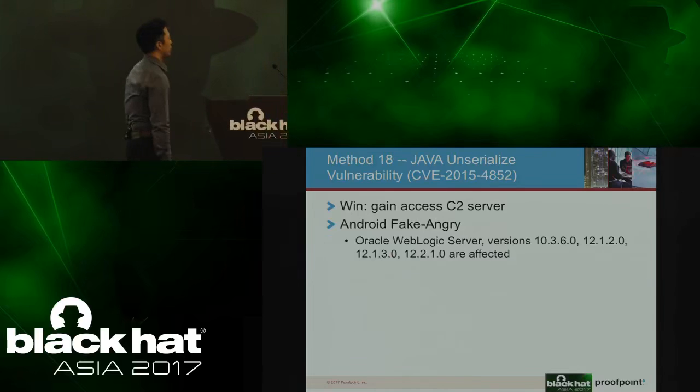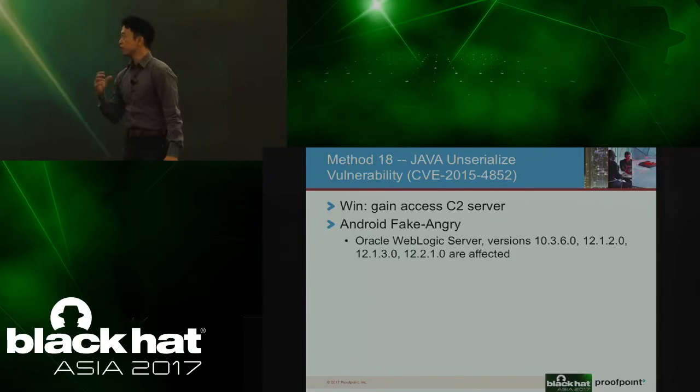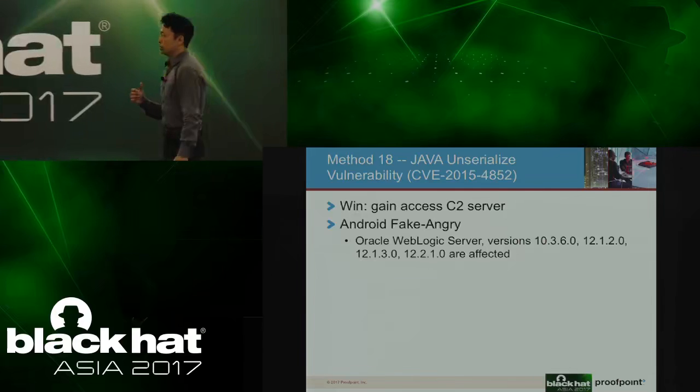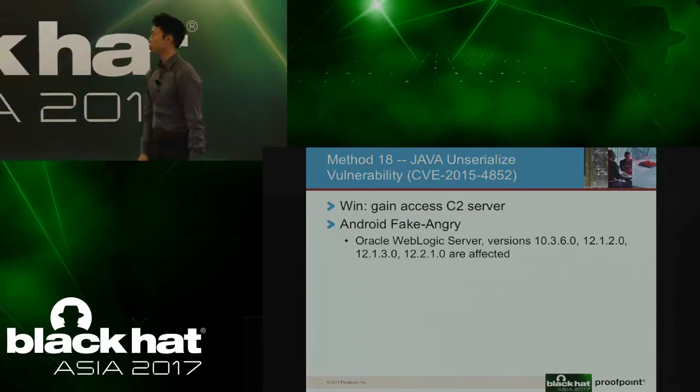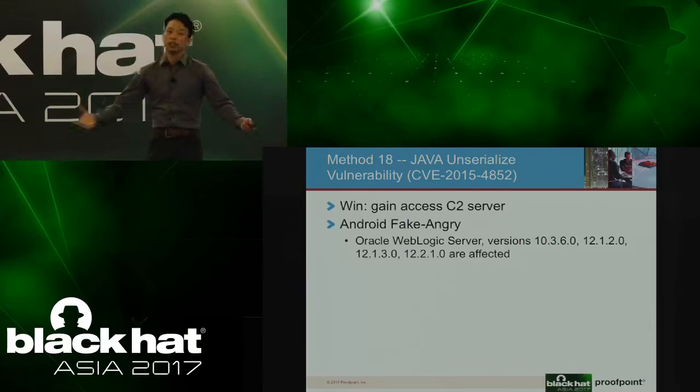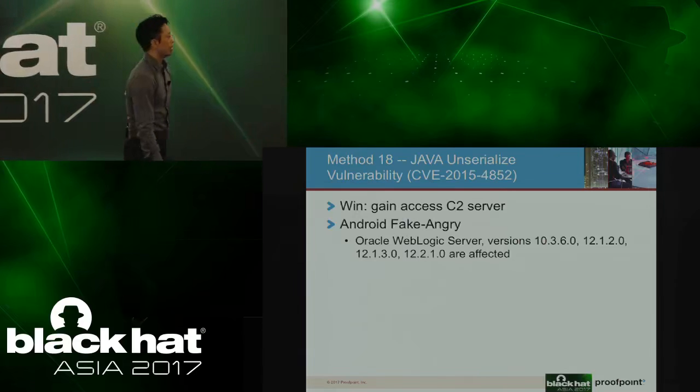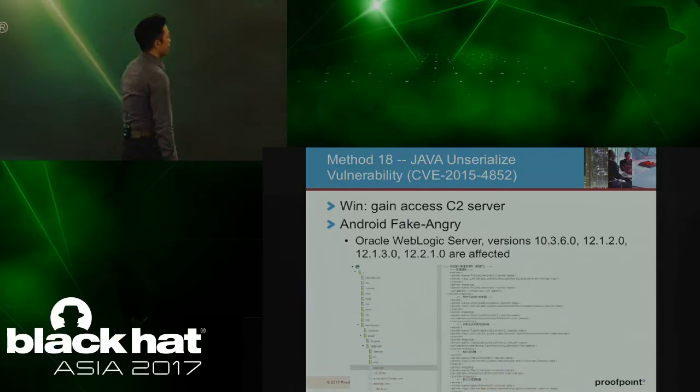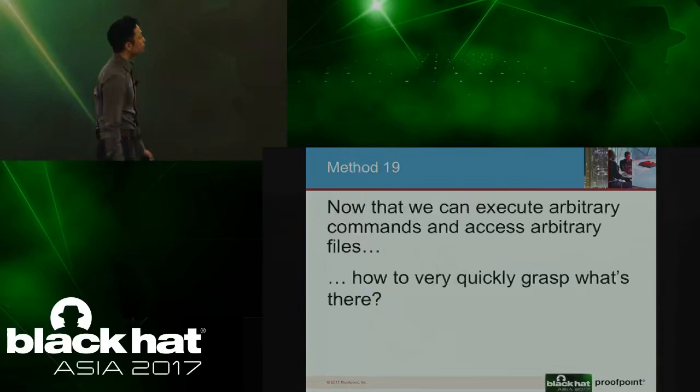Method 18, Java unserialize vulnerability. FakeAngry, for example, an Android piece of malware, was written in Java and had this vulnerability. Again, using unpatched, outdated software, and we were able to leverage that.